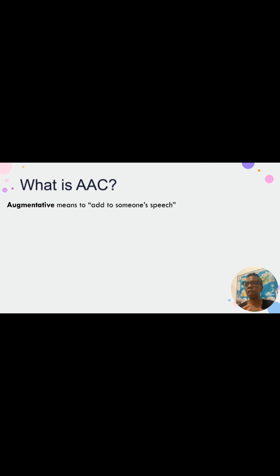Now, AAC means augmentative alternative communication. Augmentative means it is added to someone's speech. So if somebody already has speech, or maybe has some speech but is unable to really express themselves fully, we can add something to their speech to help them express themselves to the best of their ability. Alternative means to be used instead of speech. So if somebody has no speech at all, we have to find an alternative way to help them express themselves.